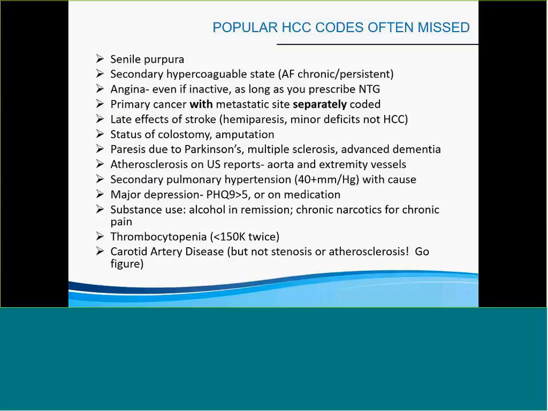So these are codes that you would not necessarily think of as high value, or they're somewhat idiosyncratic diagnoses, and I'll go over them quickly. I've mentioned a lot of them. Senile purpura, we want to diagnose once a year if it's present. Secondary hypercoagulable state for our patients with chronic atrial fibrillation. And an HCC code, angina. Either the patient has angina or you're prescribing nitroglycerin in the expectation that the patient might have angina in the future.